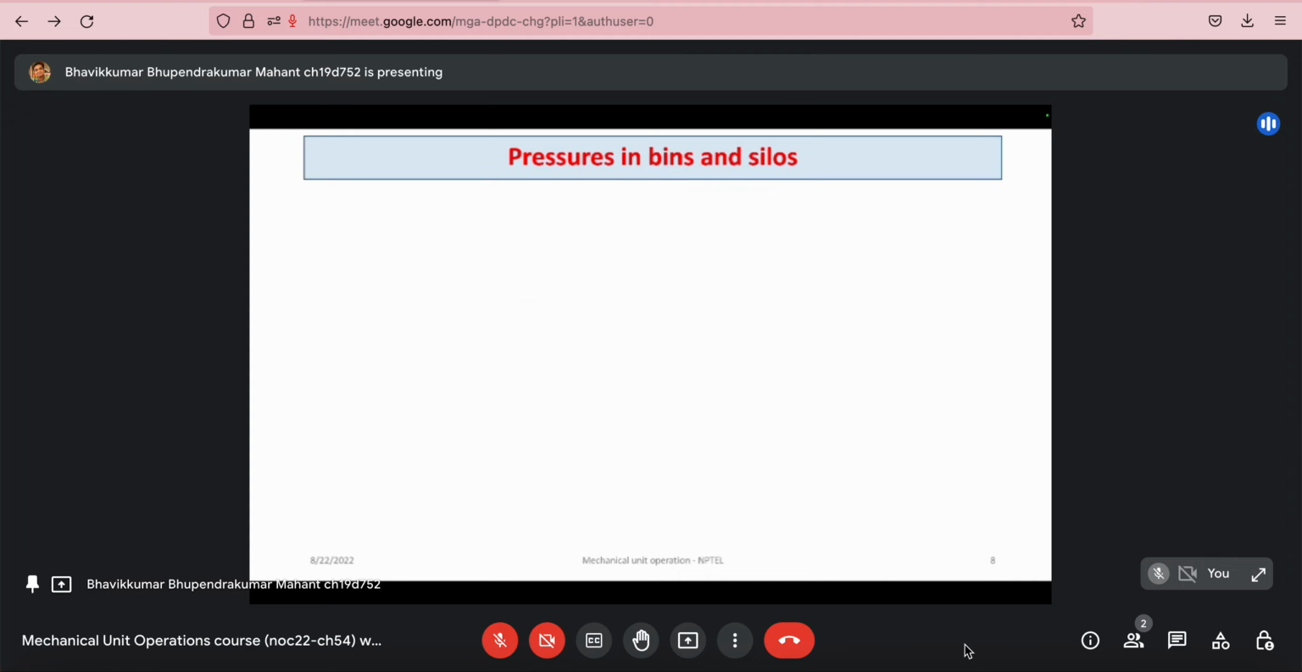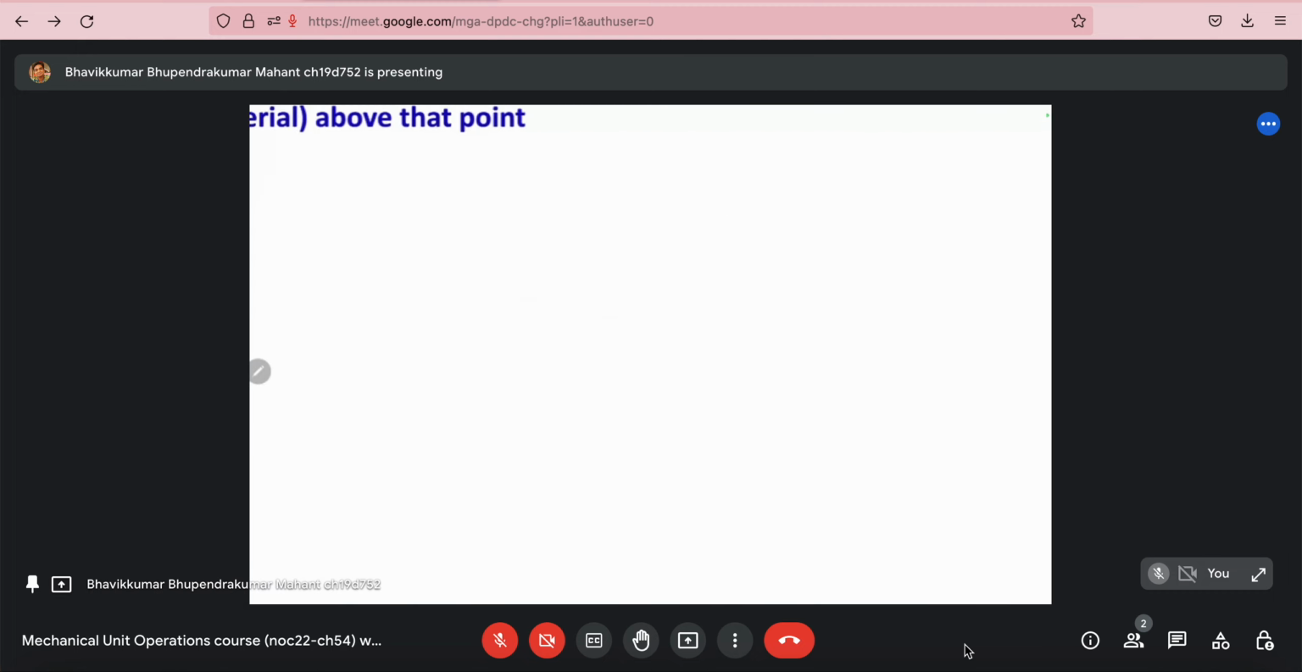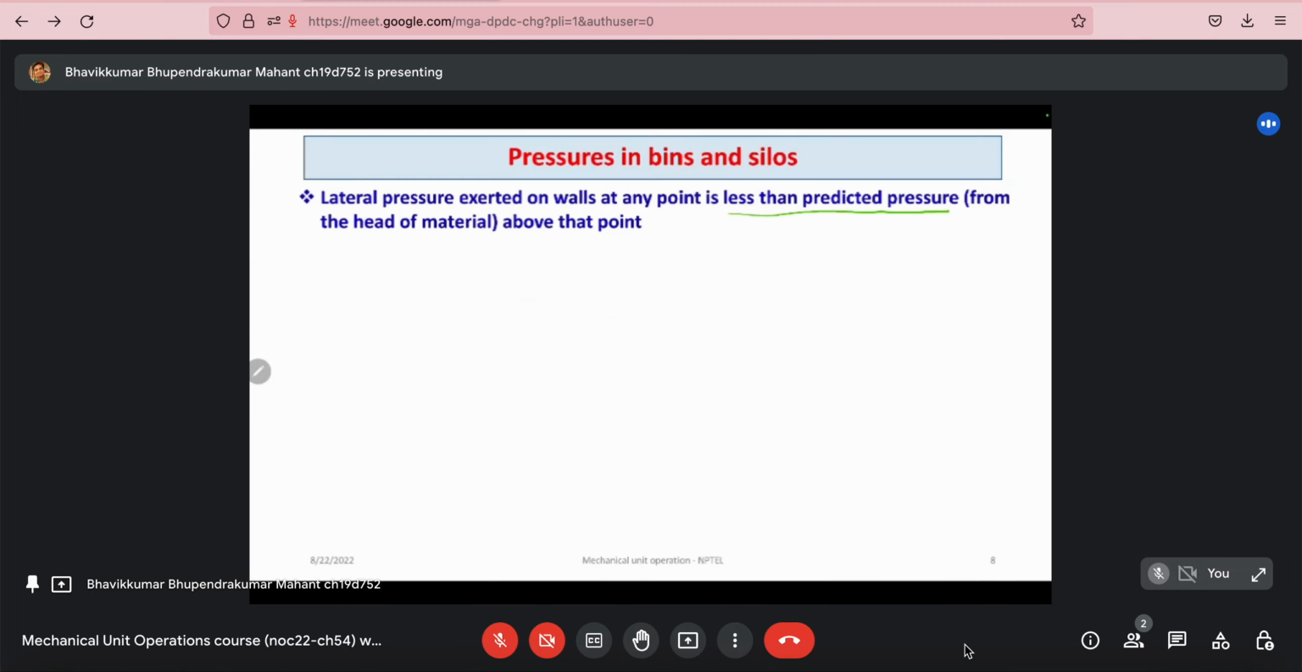So all these things we need to understand. That's why pressures in bins and silos are the one discussion which the professor discussed very well, and we'll just go through some of the major points of it. Lateral pressure exerted on walls at any point is less than the predicted pressure from the head of the material above that point. So you need to understand that any pressure on the walls is always less than the predicted pressure from the head of the material.